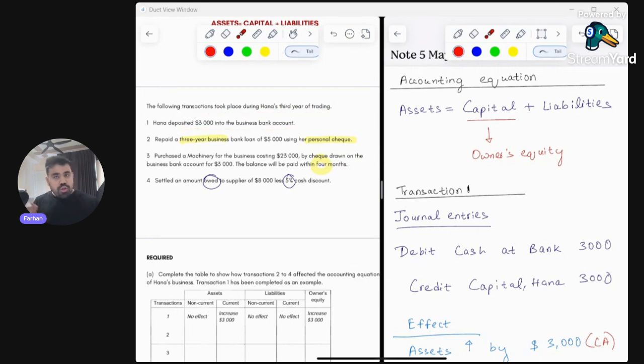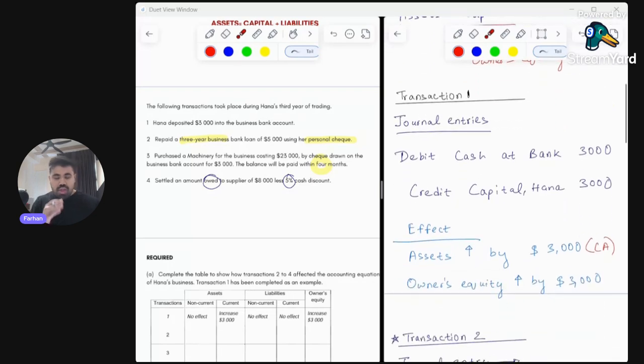Now let's look into the workings we've got on the right hand side. First of all, what is the accounting equation? The accounting equation stands for the total assets must always equal the total capital plus the total of liabilities. Capital is also known as the owner's equity. Now, how should we journalize this first transaction? When Hannah deposited $3,000 into the business bank account.